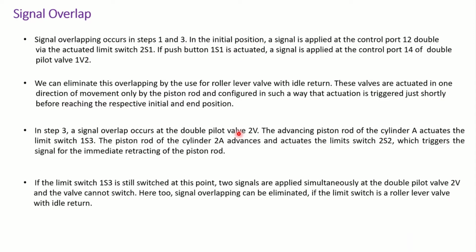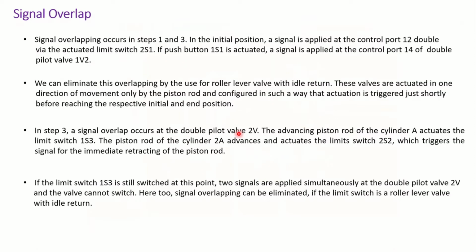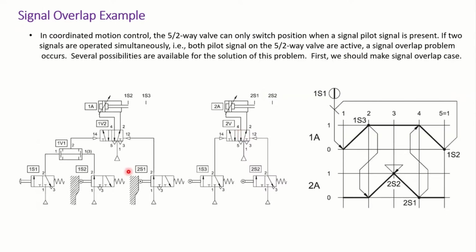Let's move on. I'm not going to explain this slide. Let's move to the case where we want to fix the signal overlapping. Because we have the case of signal overlapping, one idea is to change the actuation mechanism that we have in here, right? So we can change the actuation mechanism of the directional control valve to a roller lever valve with idle return. And when we choose that one, the other step that we have to do is link again the position of the piston to that specific form of actuation.